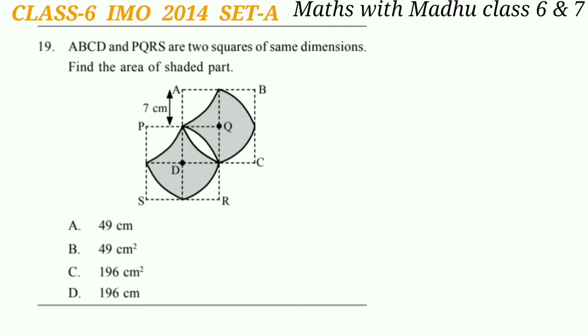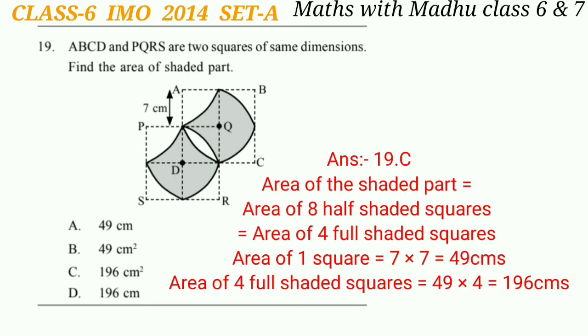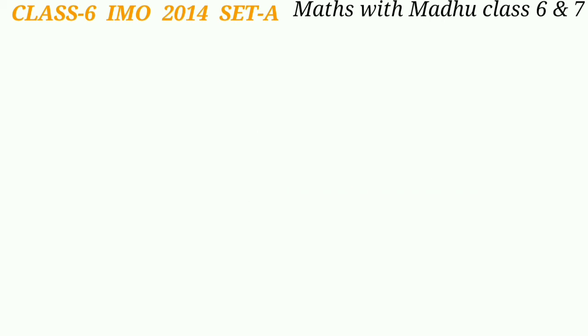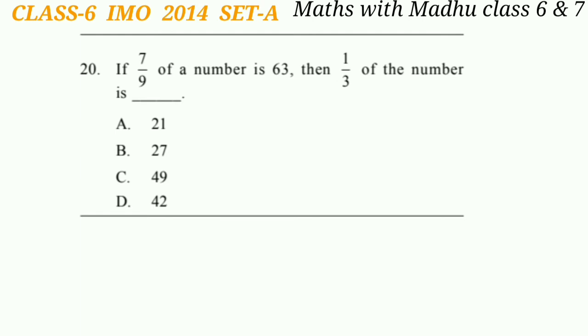So the area of one small square will be 7 into 7. We'll get 49 centimeter square. Now we can find the area of four full shaded squares. So it will be 49 multiplied by 4. We'll get 196 centimeter square. So the answer will be option C. Now question 20. If 7 by 9 of a number is 63, then 1 by 3 of the number is dash.